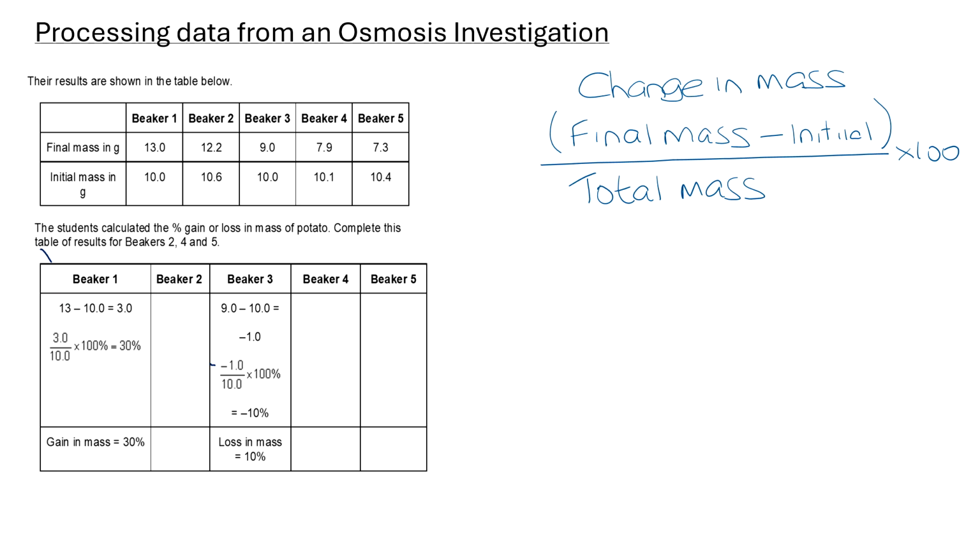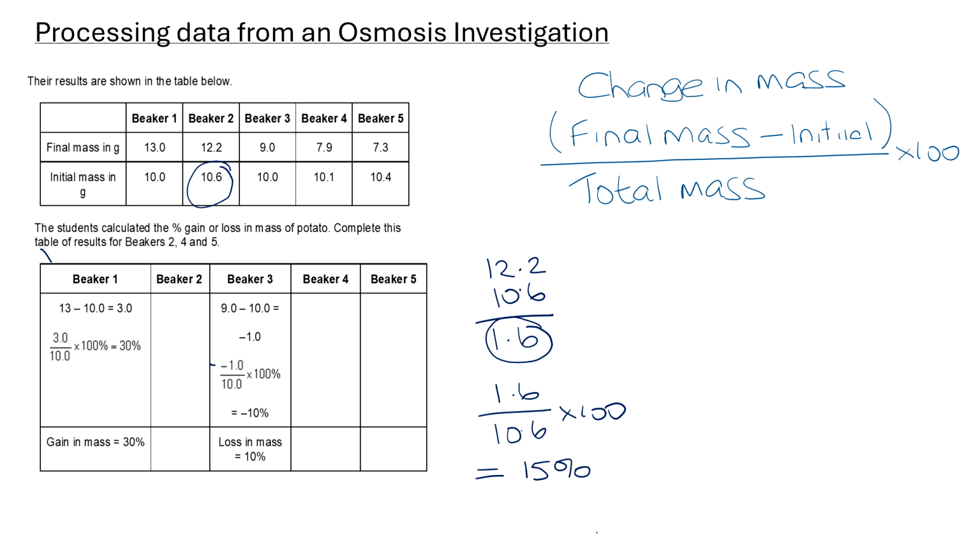So change in mass is 12.2 minus 10.6. That gives us a value of 1.6. We would use the change in mass then divided by the total mass at the beginning, which is 10.6, times by 100. You can use your calculator and you would get a value of 15%. And it's a positive number, so therefore it indicates that it gains mass.